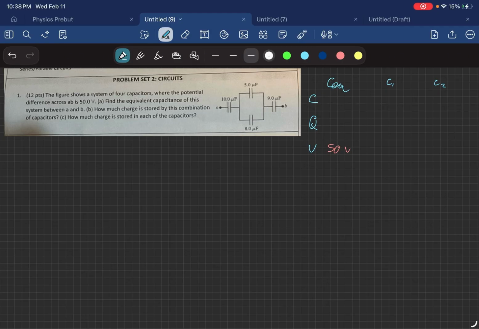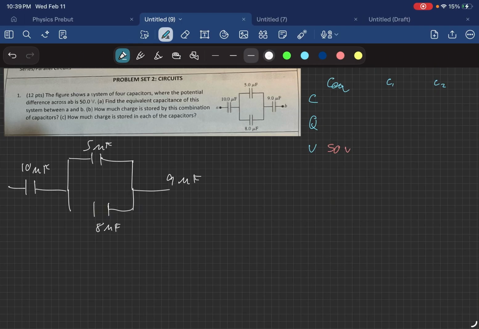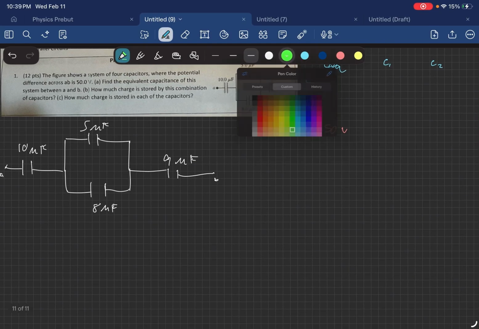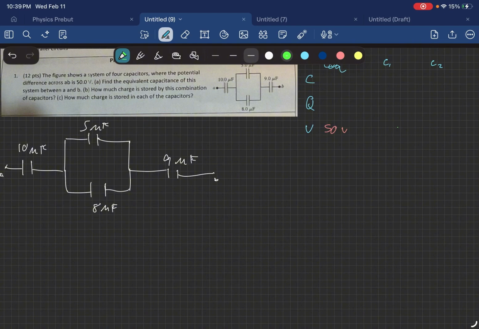Let's check it out. I want to draw this for you guys. We got like this. This is 10 microfarads. This is 5 microfarads. This is 9 microfarads. And then this is 8 microfarads. And then this is B, this is A.